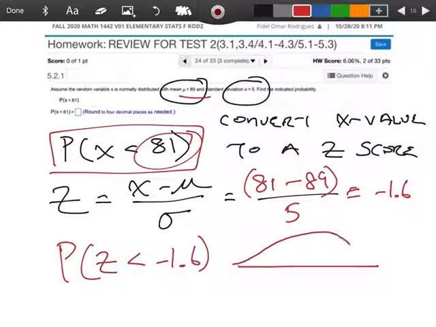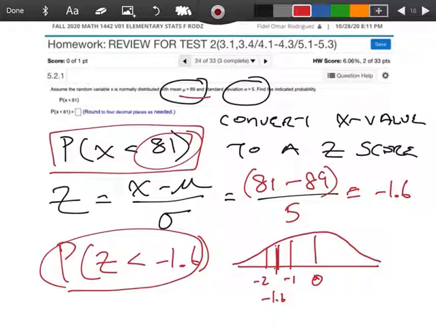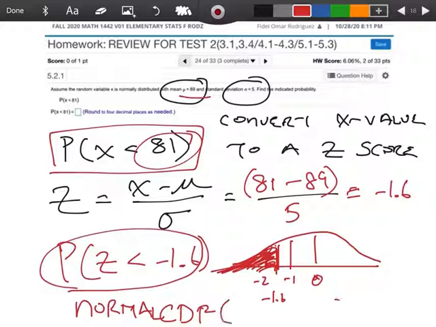Okay, so the first thing I need to do, I need to draw a picture of my normal graph. Okay, here's 0, here's negative 1, here's negative 2, so negative 1.6 is going to be right about here. And because we're looking for the probability that z is less than that, we are looking for the area all the way to the left, okay? I'm going to do this on a calculator, and we're going to use something called the normal CDF, okay? The normal CDF is going to have two numbers.